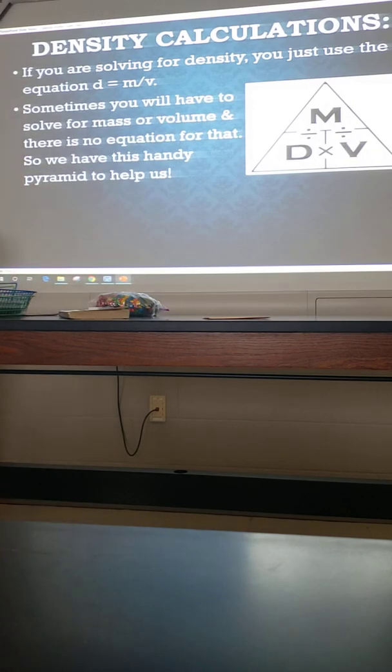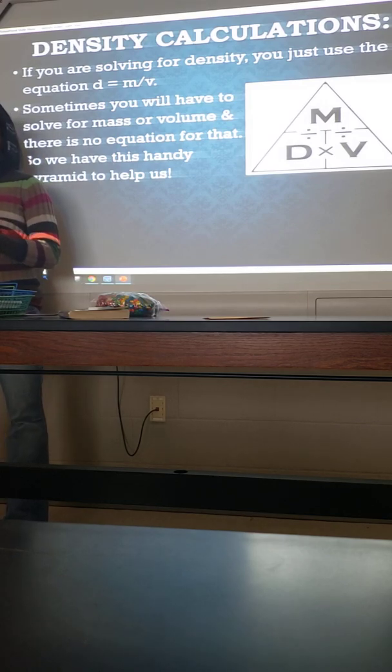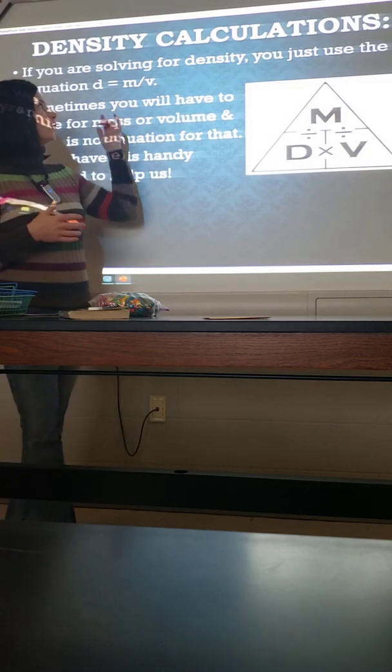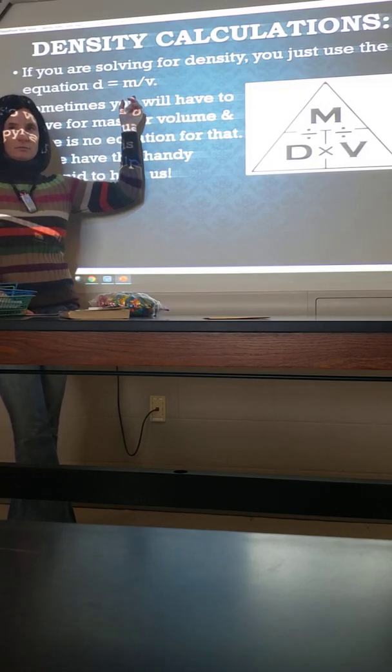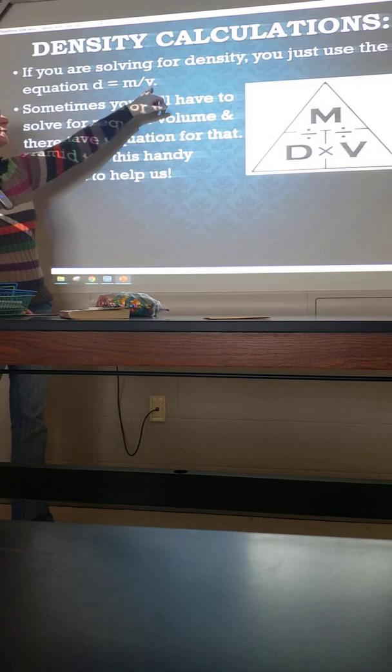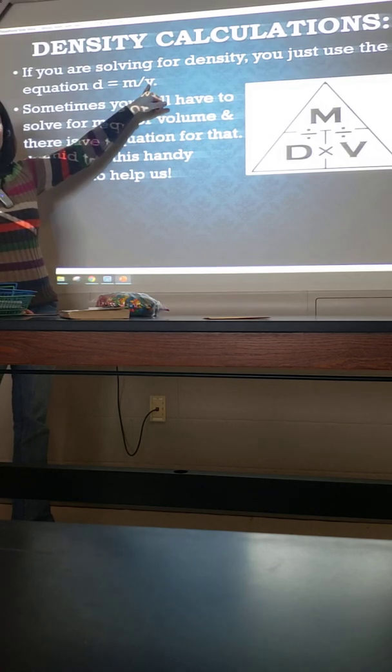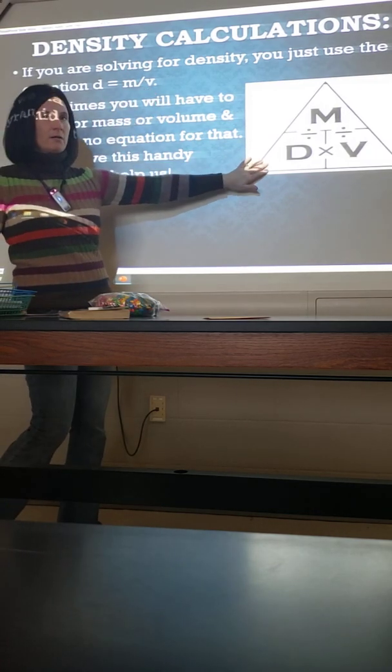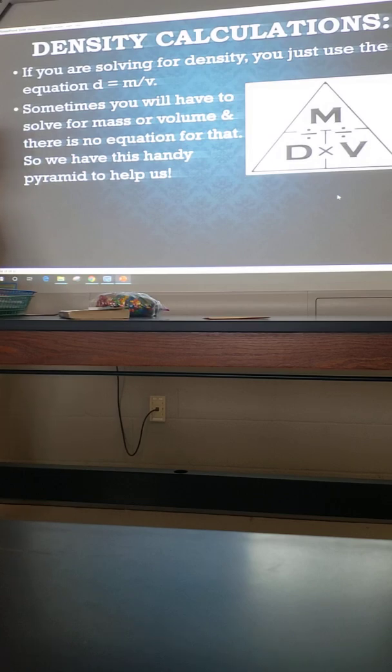Problem is, sometimes we're given the density and maybe the volume and we have to solve for mass. Or maybe we're given the density and the mass and we have to solve for volume. So we can't always just use this equation, right? Sometimes we have to rearrange it. Sometimes it's going to have to be set up to solve for mass. Sometimes it's going to have to be rearranged to set up for volume. So this little triangle is going to become very, very handy for that.